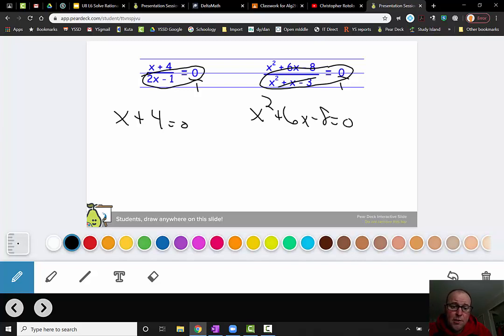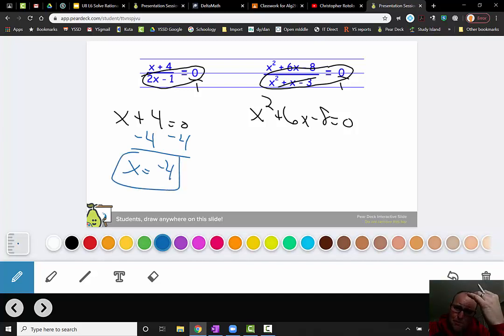Now one of these is super easy to solve. The other one is another blast from the past. You guessed this one, super easy. Negative 4, final answer. That's it. Now the other one, we're just racking our brain. What are the factors of 8 that subtract to give me 6? Well, 1 and 8, no, that's 7. 2 and 4, nope, that's 2. Alright, so that's not going to happen.